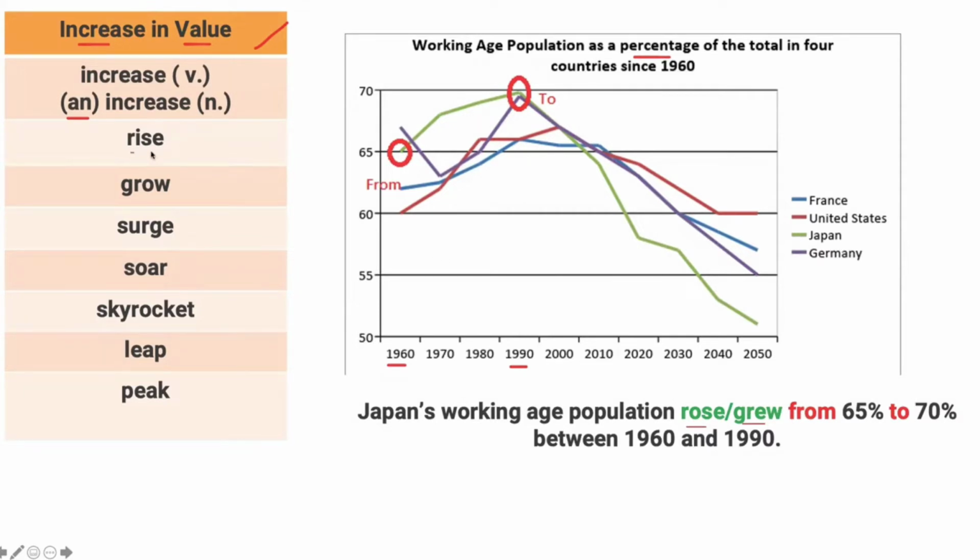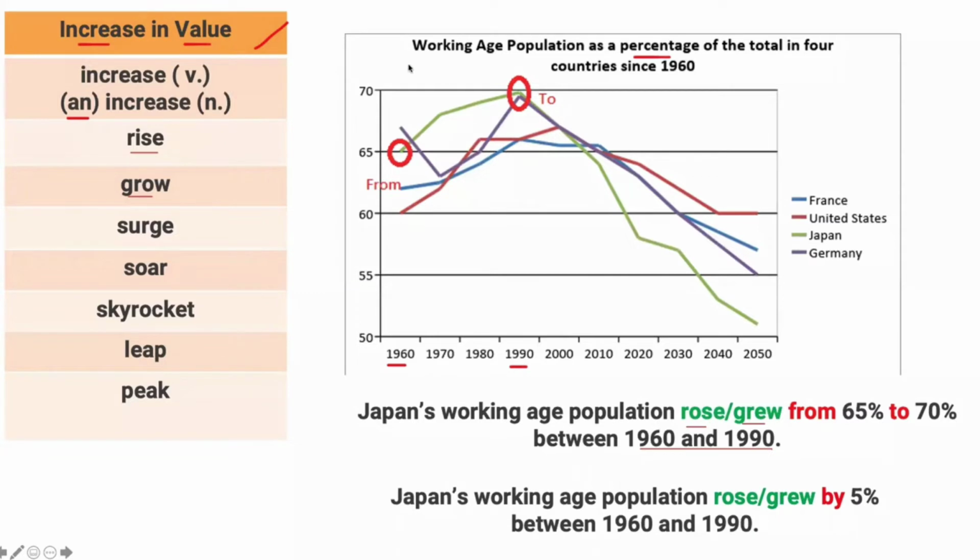Now here, of course, I've got our infinitive. Of course, we're looking in the past, so I've got rose and grew for the same reason as before. We are talking about a specific moment in the past. Another example could be this one right here. It says Japan's working age population rose and grew by 5% between 1960 and 1990. So it's very simple. We are still following our rules of from and to and by.